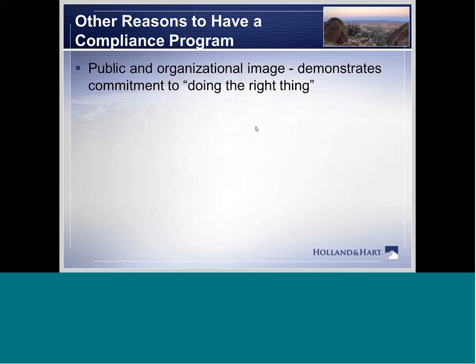A few other reasons to have a compliance program. It definitely demonstrates both internally and externally that you're committed to compliance and that that's the culture that you're trying to build in your organization.